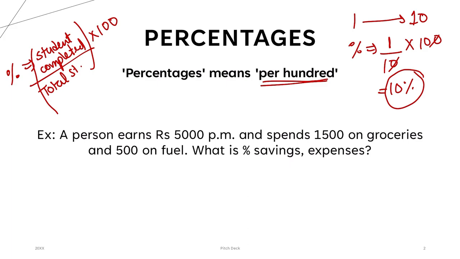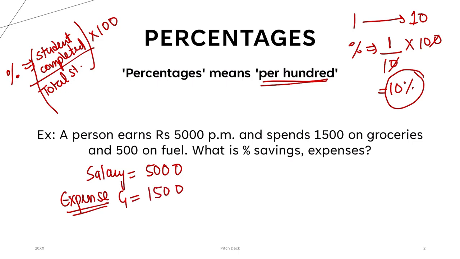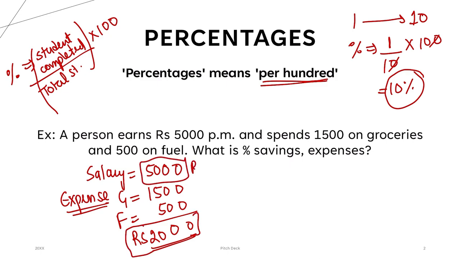A person earns, this is an example, 5,000 rupees. So the salary of the person is 5,000. Now the expense column, expense means expenditure, looks like this. Groceries he is spending 1500 rupees and fuel he is spending 500 rupees. So this total is his expenses, how much he is spending on his basic needs. So you calculate he is spending 2000 rupees. So 5000 is the salary, and 2000 is spent on fuel and other expenses.